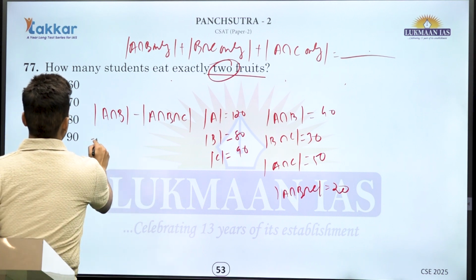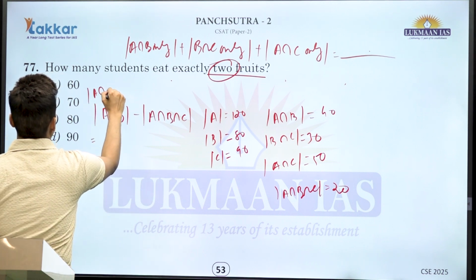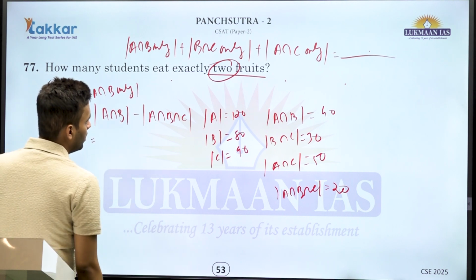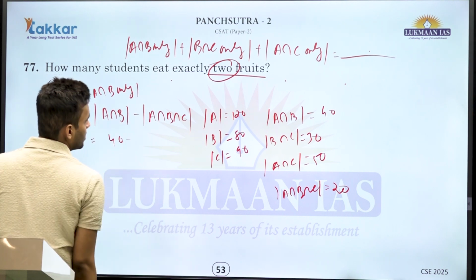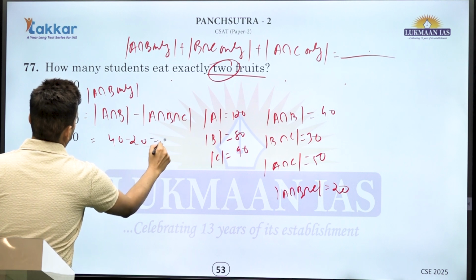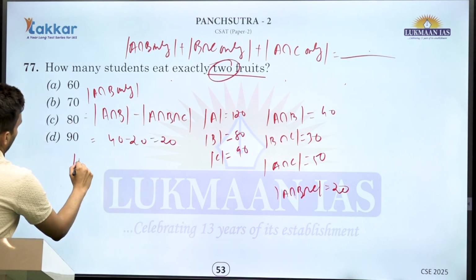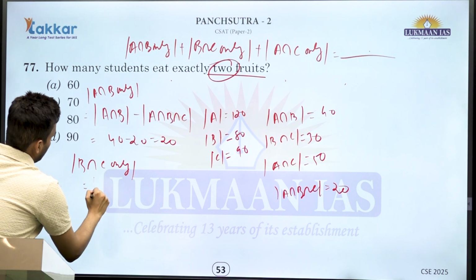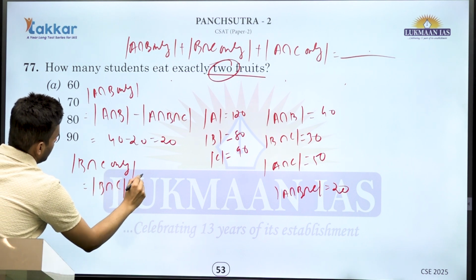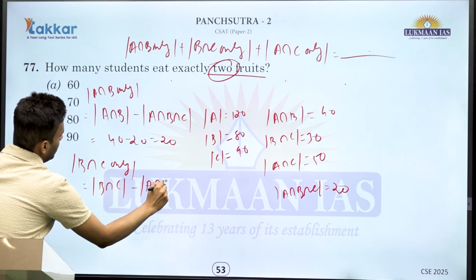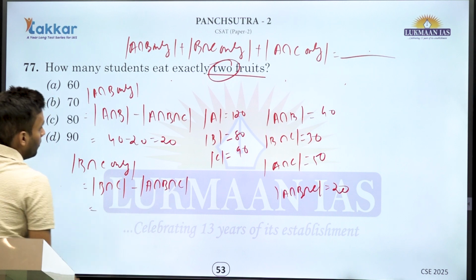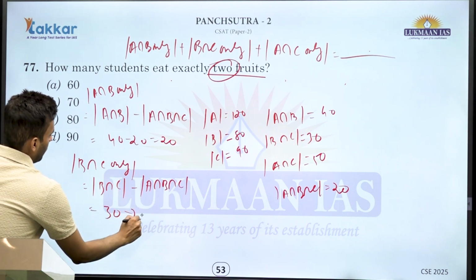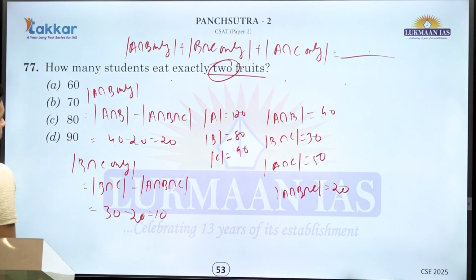So this is for A B only. What is A intersection B? 40 minus 20. B intersection C only is B intersection C minus A intersection B intersection C. What is B intersection C? It is 30, minus 20, that is 10.